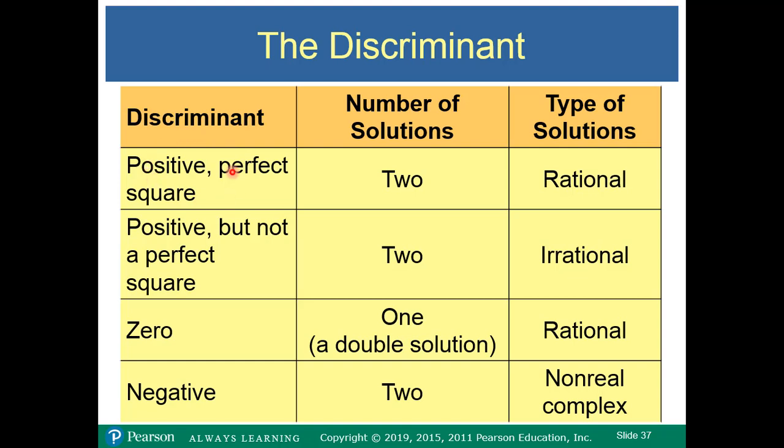So if the discriminant is positive and a perfect square, then there are two solutions, and they're both rational, okay, or real, okay?